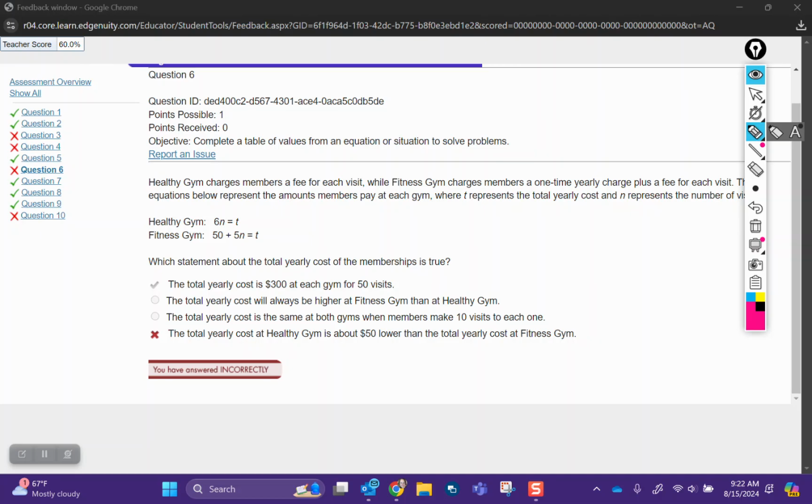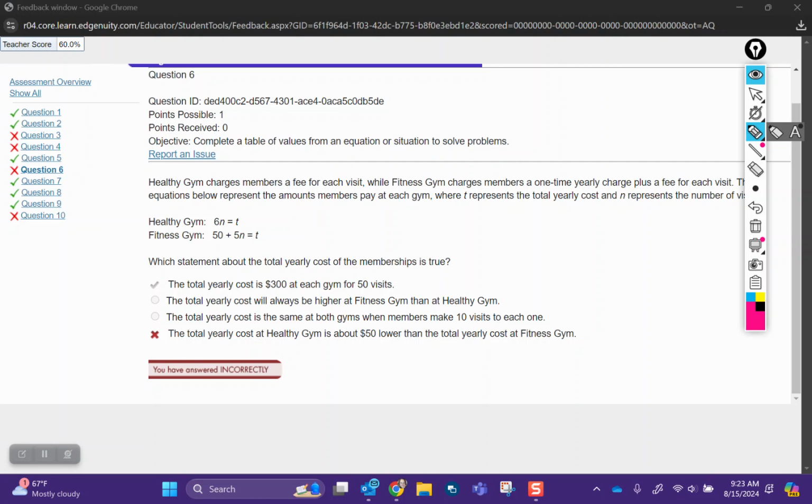Question 6 says, Healthy Gym charges members a fee for each visit, while Fitness Gym charges members a one-time yearly charge plus a fee for each visit. The equations below represent the amounts members pay at each gym, where T represents the total yearly cost and N represents the number of visits. Which statement about the total yearly cost of the memberships is true?